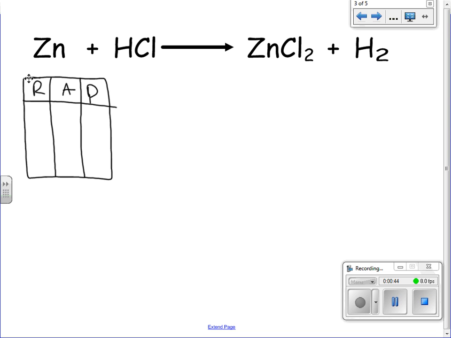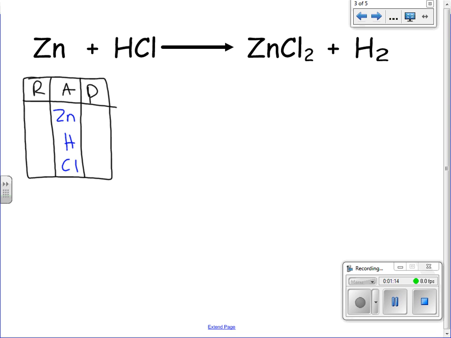And then in the atoms column, we write down which elements we're working with. So here we're working with zinc, Zn, hydrogen, H, and then finally chlorine, Cl. Those are the elements we see in this equation, the elements we're going to try to balance. And now we have to take inventory. We have to figure out how many atoms of each element we have in our reactants and how many atoms of each element we have in our products.